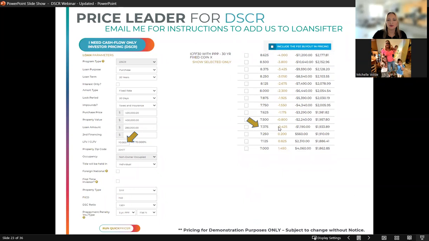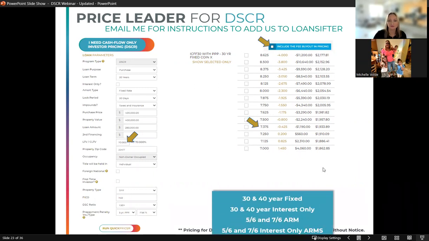And you can see here that we actually have 7.375 paying 0.425 in credit. These are all borrower paid comp loans because they're not subject to TRID. So the comp is not included. You can include our lender fee, which is $17.95, in the pricing when you price it out.